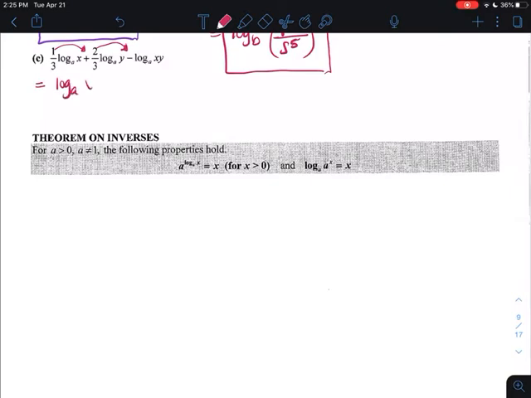So this is log base a of x to the 1/3 plus log base a of y to the 2/3 minus log base a of xy. All right, so that's the very first step, is to get rid of the coefficients. Now I want to write this as a fraction. Anything that's positive is going to go at the top of my fraction. So this is log base a, x to the 1/3 and y to the 2/3 goes to the top of the fraction.